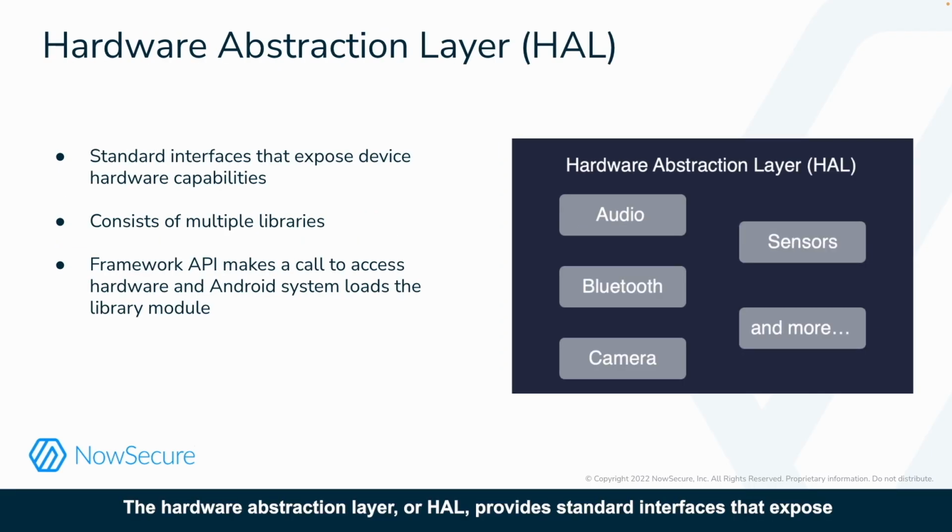The hardware abstraction layer, or HAL, provides standard interfaces that expose device hardware capabilities to the higher-level Java API framework. The HAL consists of multiple library modules, each of which implements an interface for a specific type of hardware component, such as the camera or Bluetooth module. When a framework API makes a call to access device hardware, the Android system loads the library module for that hardware component.